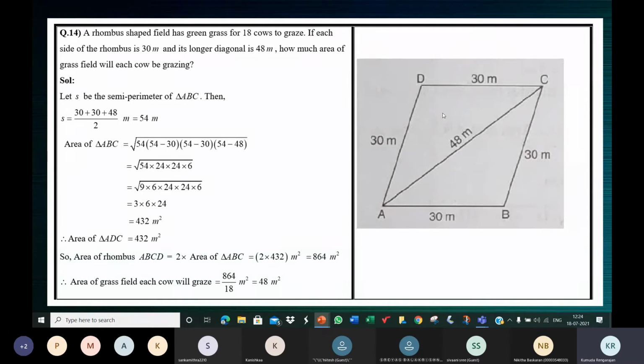So children, when you join BD, say it intersects AC at O, now we have four triangles, right? Name the four triangles, children. Name all the four triangles.